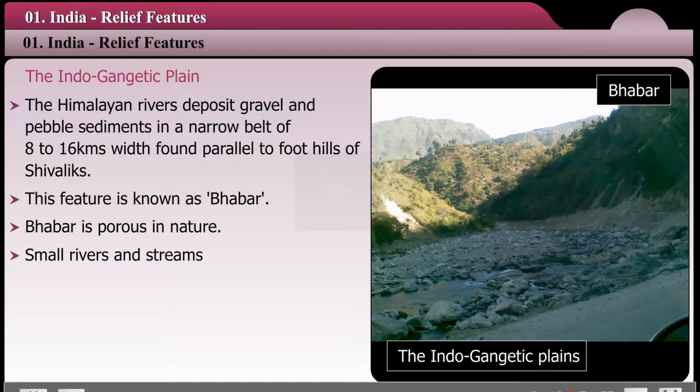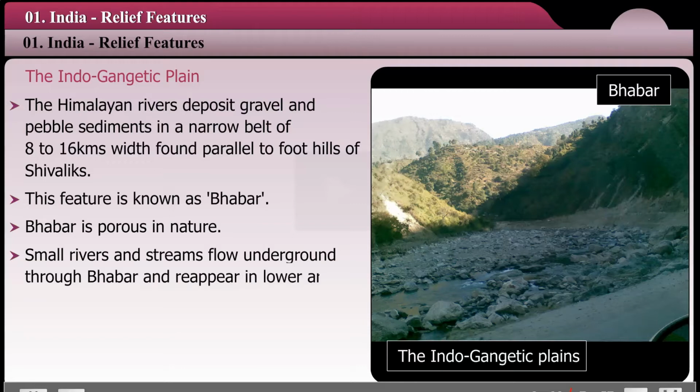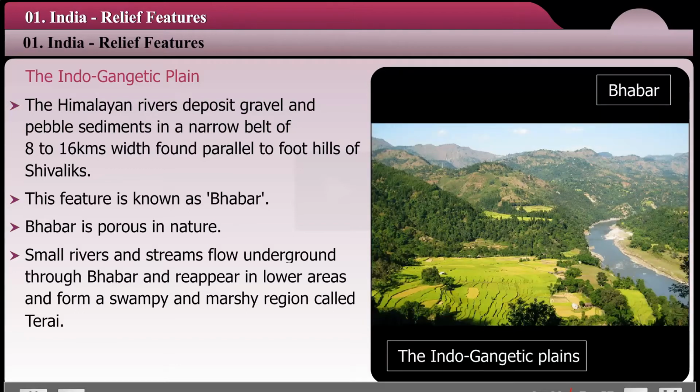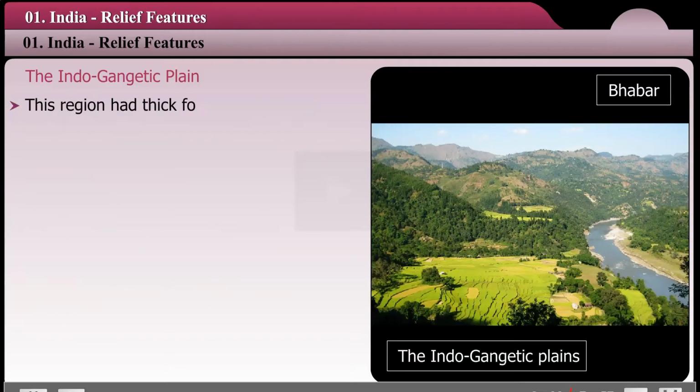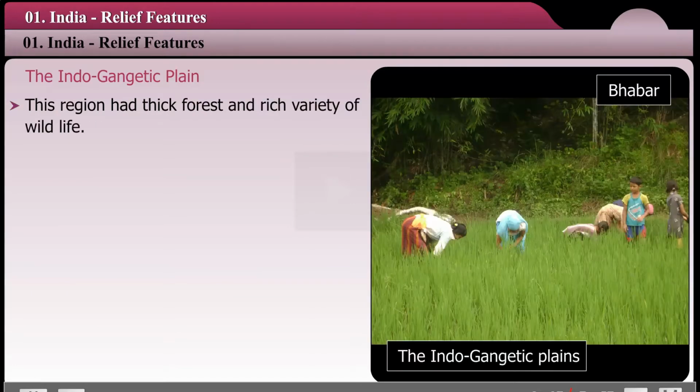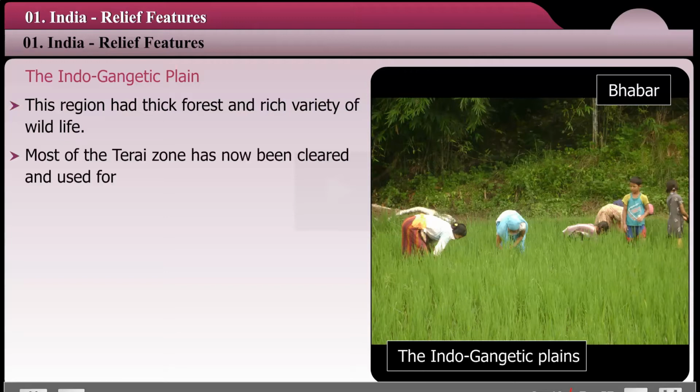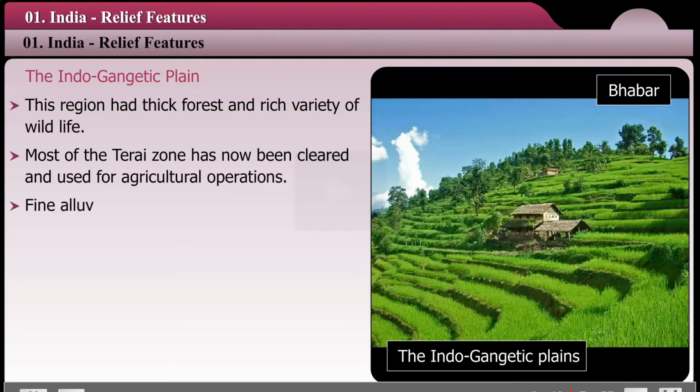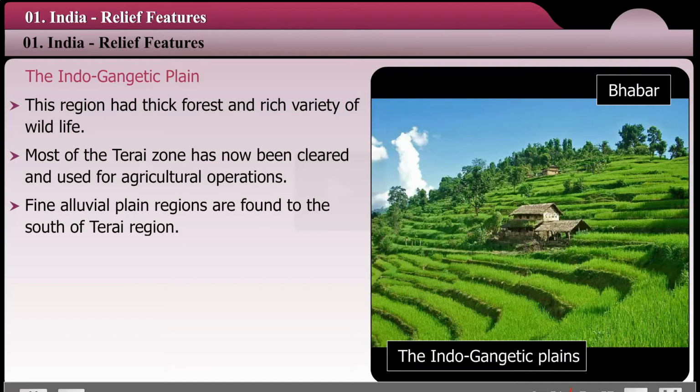Small rivers and streams flow underground through Bhabhar and reappear in lower areas and form a swampy and marshy region called Terai. This region had thick forest and a rich variety of wildlife. Most of the Terai zone has now been cleared and used for agricultural operations. Fine alluvial plain regions are found to the south of Terai region.